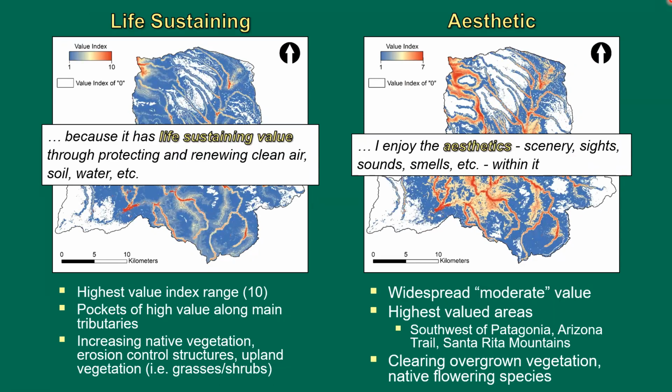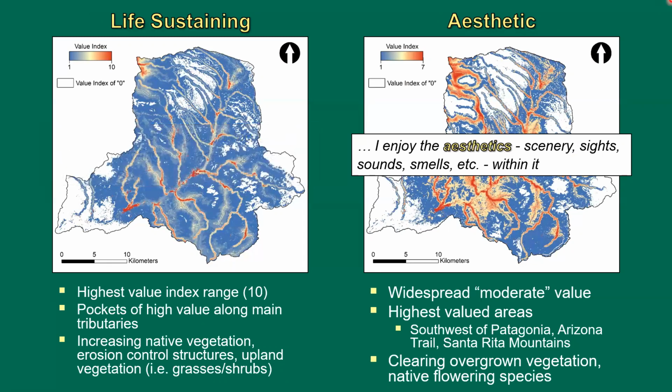Looking at life-sustaining and aesthetic value, which represent more of the emotional interaction with the watershed, the respondents look at life-sustaining value as because it has life-sustaining value through protecting and renewing clean air, soil, water, etc. So this was actually the highest valued social value in the survey. It was the most important social value to the survey respondents in general. Similar pattern, pockets of high value are located along the main tributaries, particularly Flux Canyon, in this case, Harshaw Creek, Crown Ranch up here into the Santa Rita Mountains.